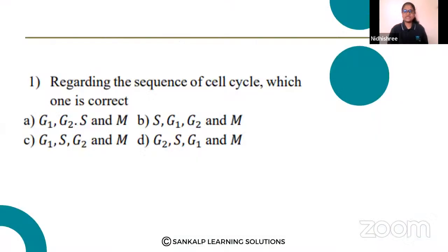The first question of today on cell cycle and cell division is regarding the sequence of cell cycle, which one is correct? This we are learning since 10th standard. Option A, G1, G2, S and M. Option B, S, G1, G2 and M. Option C, G1, S, G2 and M. Option D, G2, S, G1 and M. Yes, guys, what is your response?